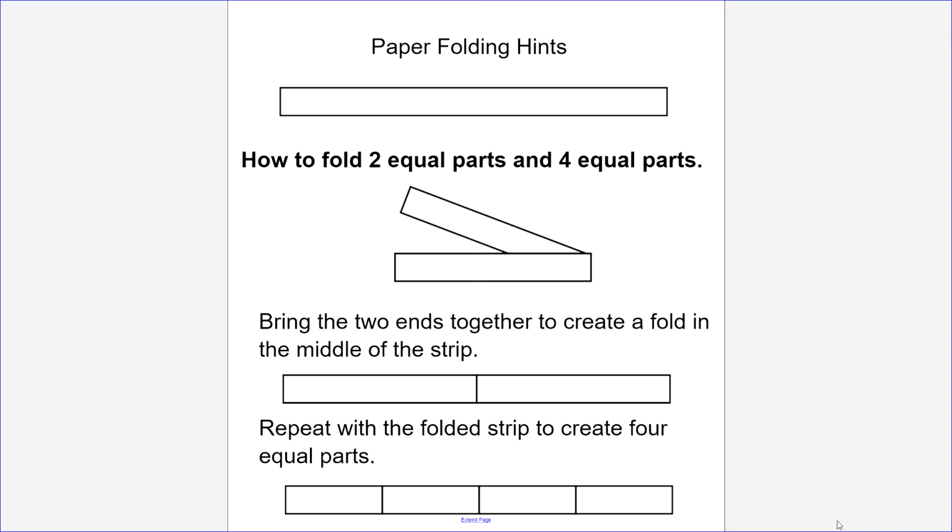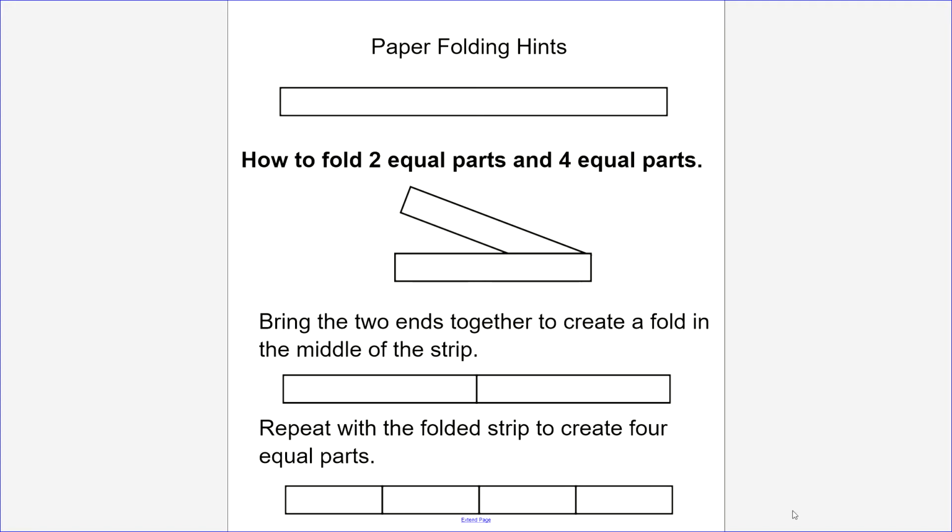Today, we're going to be looking at how a person could fold or partition or break apart a rectangular paper strip into fractions. When we want to fold 2 equal parts, we bring the 2 ends together to create a fold right in the middle of the strip. You can see a picture of the strip being folded here, and when you open it up, you have 2 parts with 1 fold or partition right in the middle.